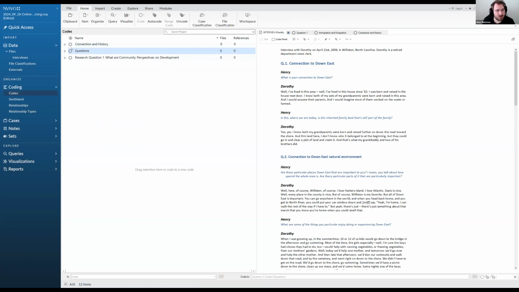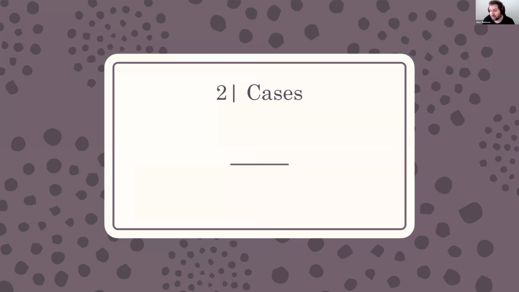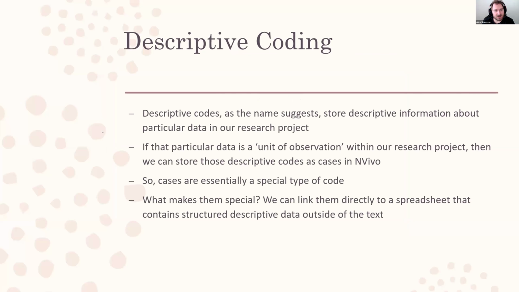All right, so I'm going to move on now and start looking at cases. Cases are wonderful. I love cases. They are going to take quite a little bit of time for me to cover today, and I'm going to cover them in a few steps. Cases are a special type of descriptive code, which we spoke about last week, right? You know how questions are just a code that is basically organizational. Cases are quite similar. They're just stored in a special area of NVivo, and they get some special bits of functionality added on to them.